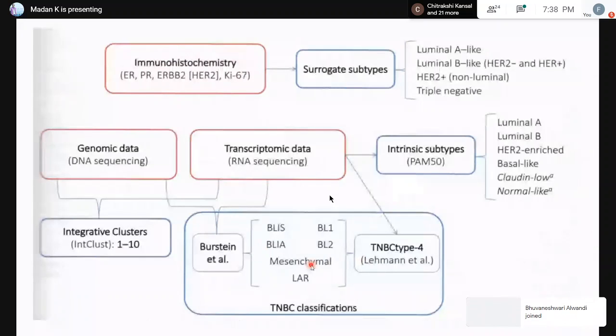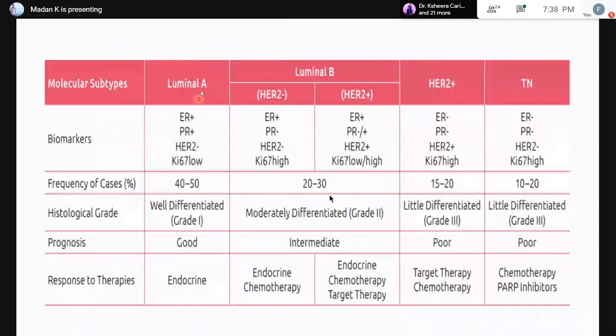This is a table showing the details of intrinsic subtypes. We have luminal A, which shows expression of ER, PR, and is negative for HER2. This is the most common group, constituting up to 50% of cases, and it has a favorable prognosis. These groups are treated only with endocrine therapy.